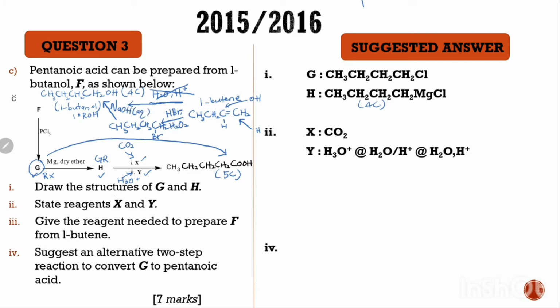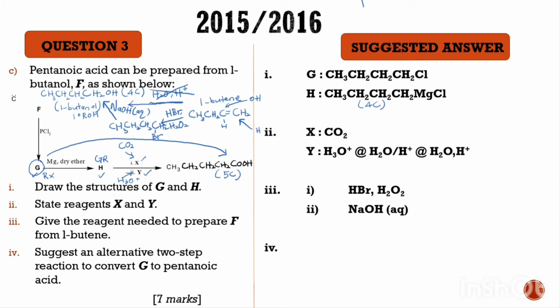Okay, so soalan minta kita reagent sahaja. So kita bagilah ada 2 reagent yang kita perlu untuk convert from 1 butane to 1 butanol. Number 1 is HBr in the presence of peroxide, H2O2, and number 2 is sodium hydroxide aqueous. Okay, next, suggest an alternative 2-step reaction to convert G to pentanoic acid.